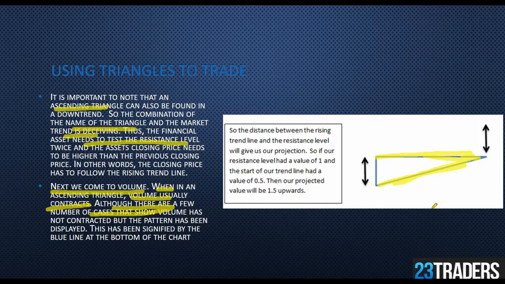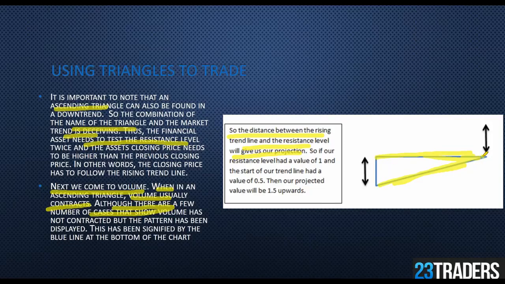And when you're getting into the wedge of a triangle, the center of a triangle, you should be getting this drop in volume because the traders aren't sure where it's going to go. So now you have 3 pieces of information to determine your triangle. So the distance between the rising trend line and the resistance level gives us our projection, because this is going to give us a projection of where we can expect price to move.